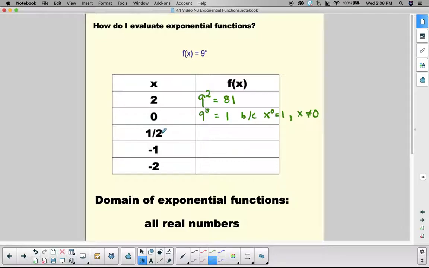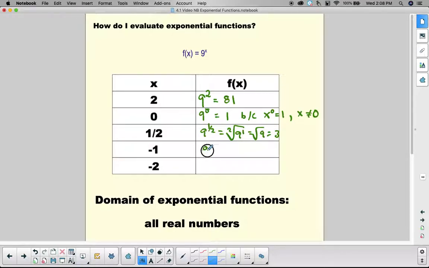We can have fractional values in our exponents. 9 to the 1/2. Remember, for fractional exponents, the denominator is the index of the root, so the denominator becomes that index, it's 2. So really this means the square root of 9 to the first, which is the square root of 9, which is 3.